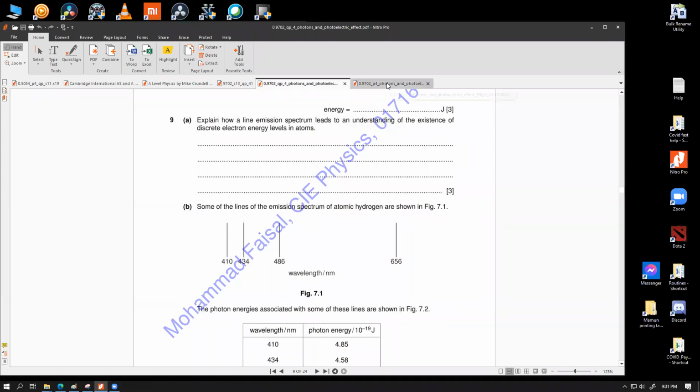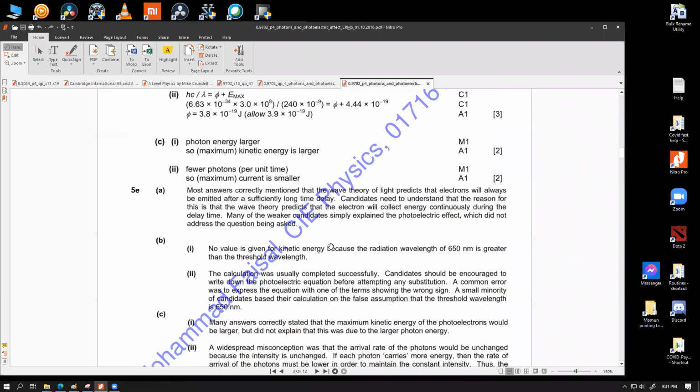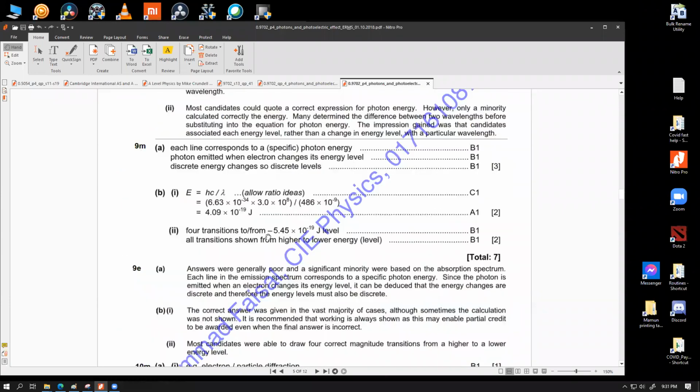So I could actually explain this to you, but I have already done that. So I'm going to look out for the exact wording that the examiners are looking for. 9A. Each line corresponds to a specific photon energy. Photon emitted when electron changes its energy level. Okay, that's also correct. Actually, electron comes back to a lower level, but they only use the term changes. Okay, I'm cool with it. Discrete energy changes, so discrete levels.